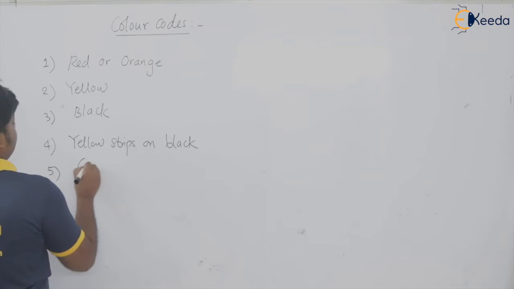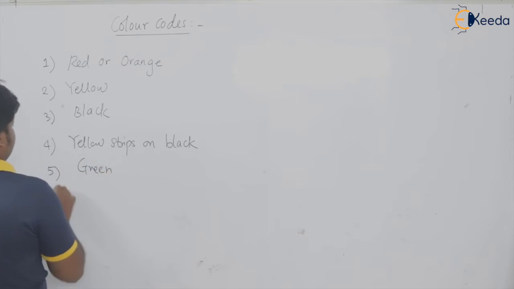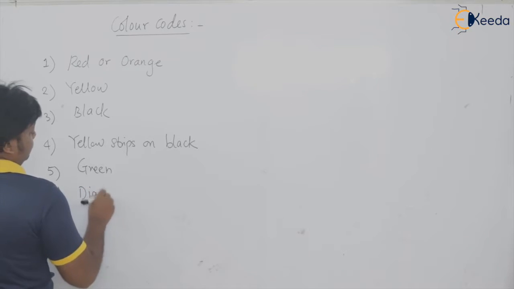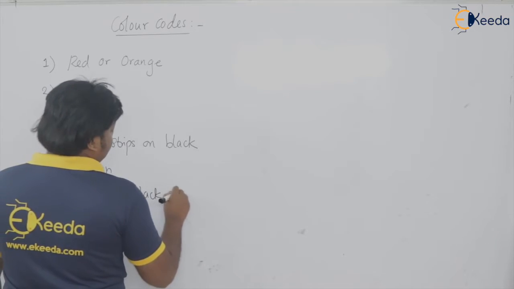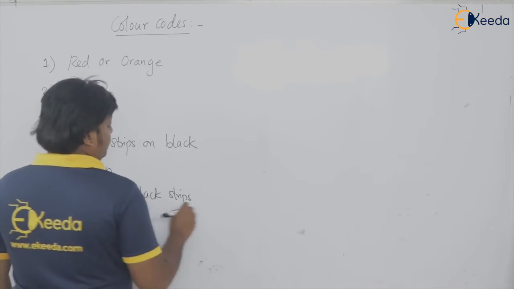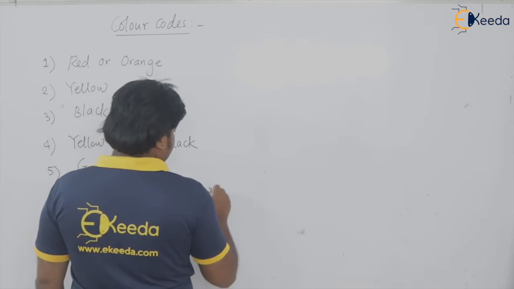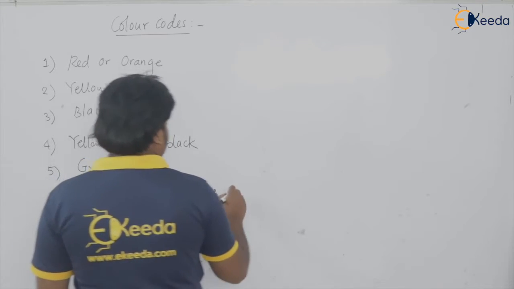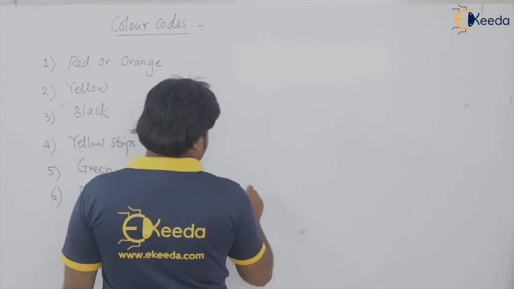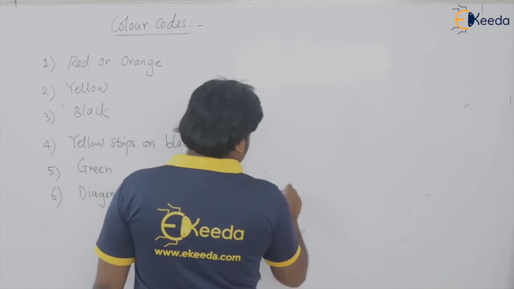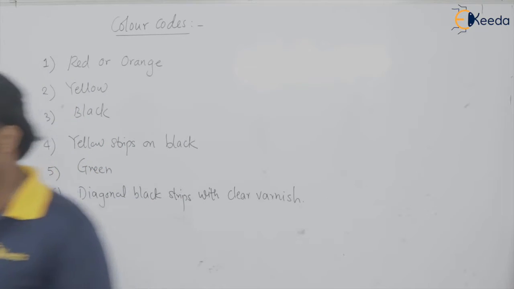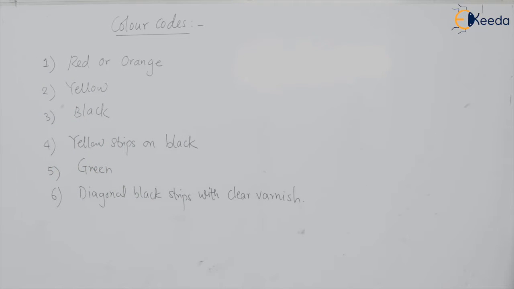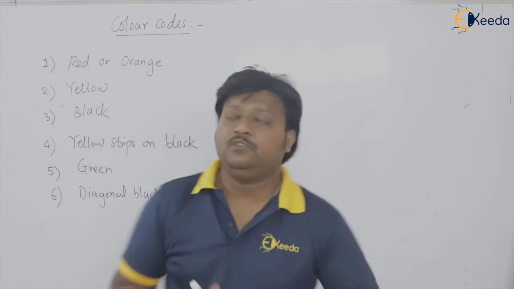Fifth one, the green. Sixth one, the diagonal black strips with clear varnish. So these are the color codes we are using.